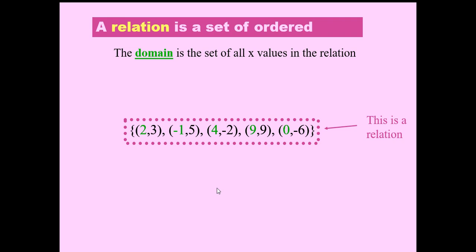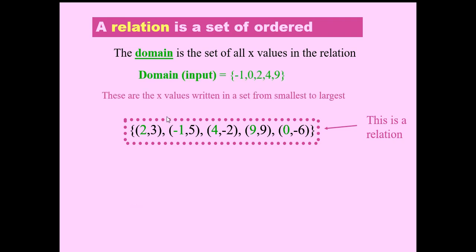So that's it. This is the domain. You need to put it in order. So in order: -1, 0, 2, 4, and 9. And you need to put this in braces, I know it in French, accolade. I don't know what we call it in English. These are the x values written in a set from smallest to largest.